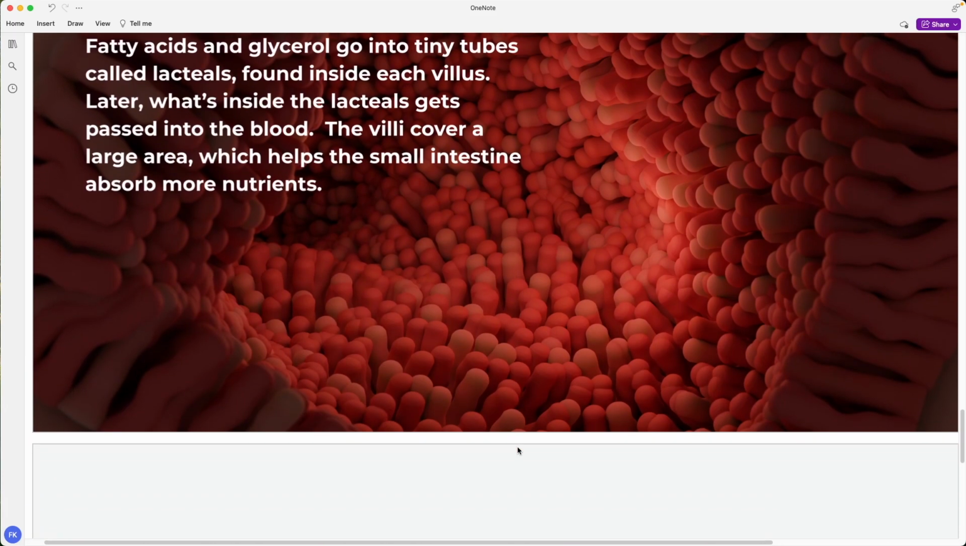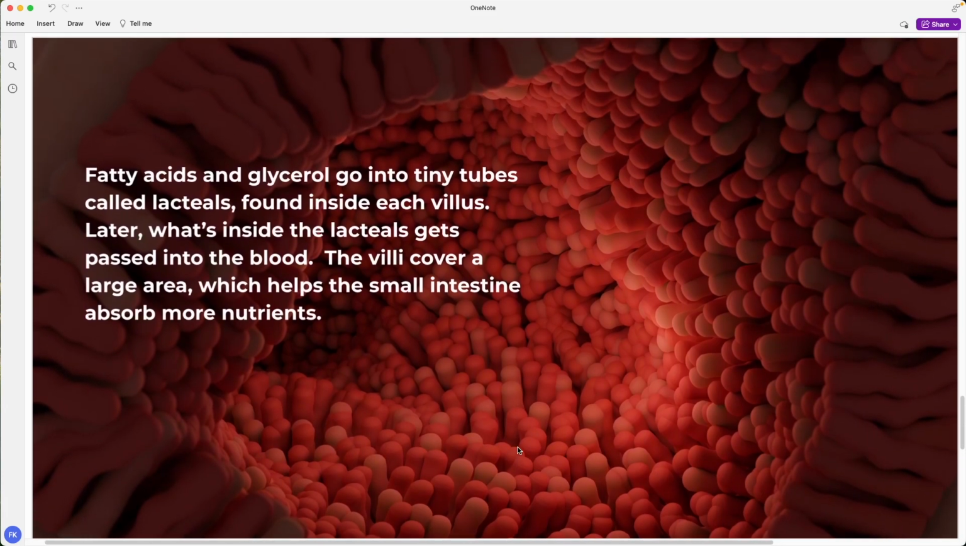So we are going to the last part of our slide, which is fatty acids. This is the small intestine, by the way. These small projections are actually part of the small intestine. Fatty acids and glycerol go into this tiny tube called the lacteal, found inside each villus. Later, what is inside the lacteal gets passed into the blood. The villi cover a large surface area, which helps the small intestine to absorb more nutrients.